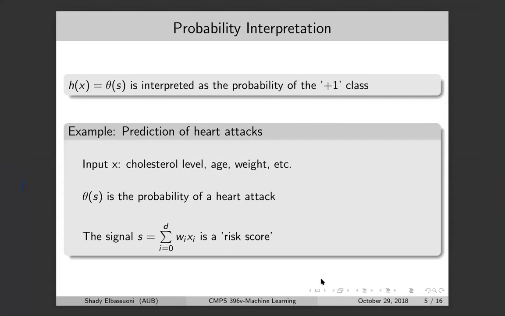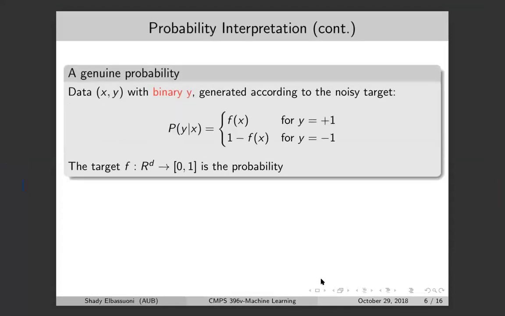So let's see this probability interpretation. We'll continue with the probability interpretation. It's a genuine probability, meaning that you assume that your data set is generated through this probability. We're given a data set, which, since it's a classification, is a set of data points and their labels, +1 or -1. So there are no probabilities at all. Where do these probabilities come from? We assume that the data is generated according to some noisy target.